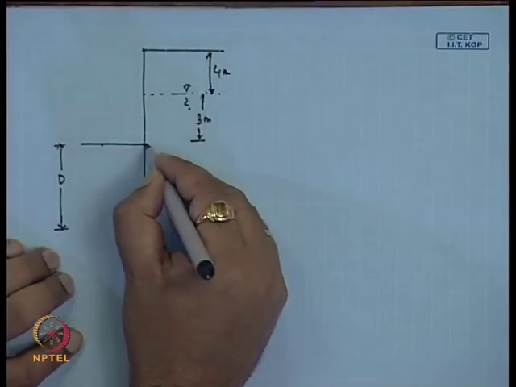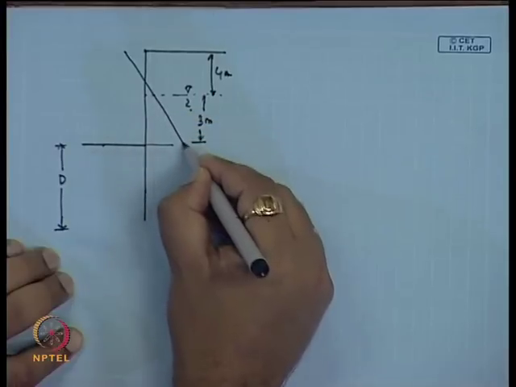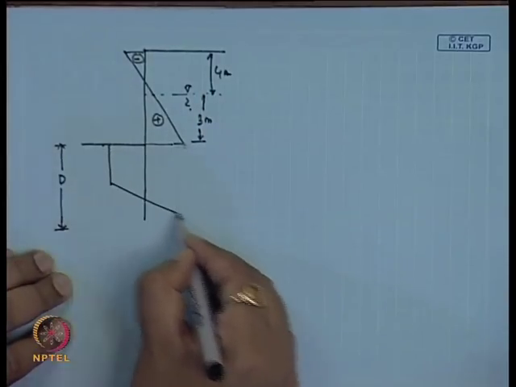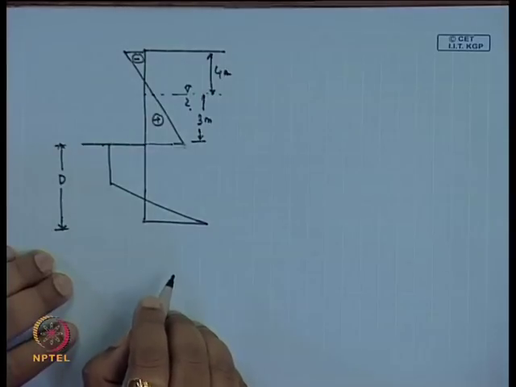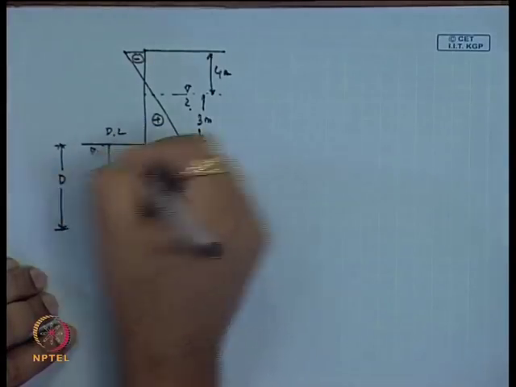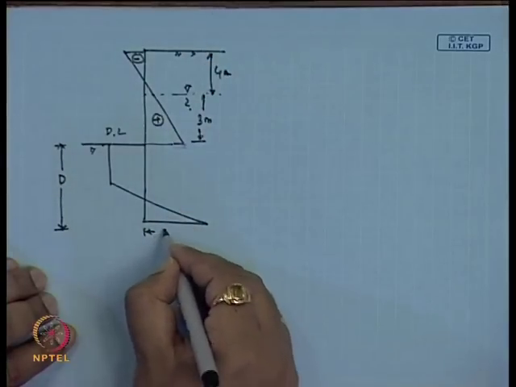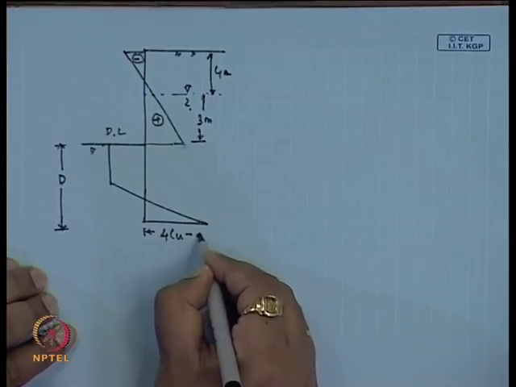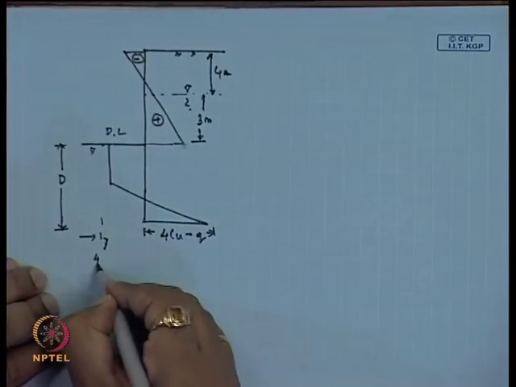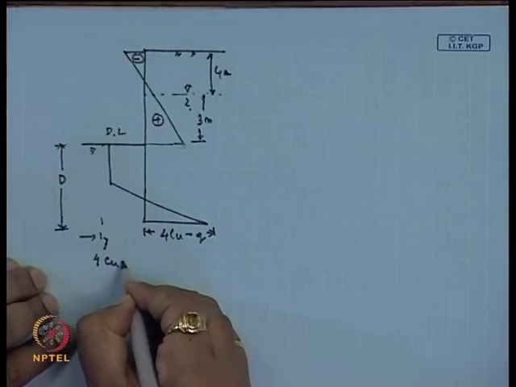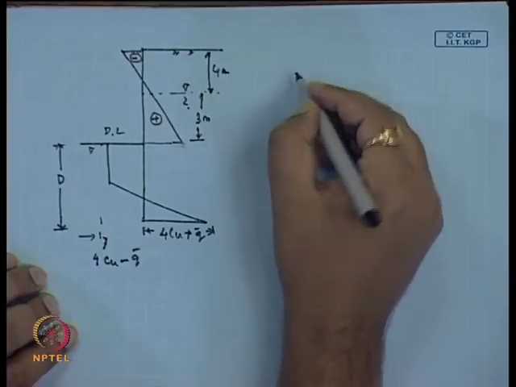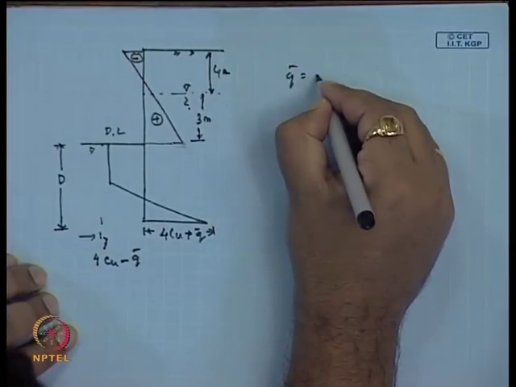I have mentioned that our diagram will be like this: this is negative, this is positive, it will start from here and go in this form. Here we know that this is our dredge level, this is the ground level, and here this value will be 4 C u minus Q bar, and here this value will be 4 C u plus Q bar. Here C u is the undrained cohesion of the soil, and Q bar is the effective vertical stress at any depth.